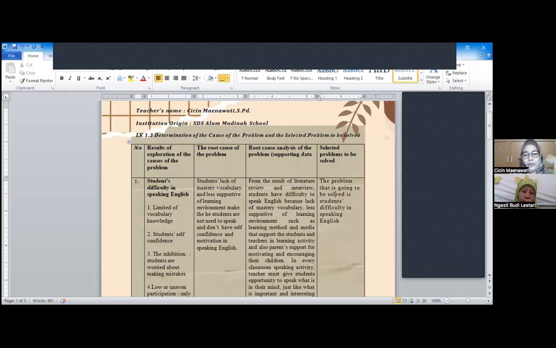The root cause of the problem I took from the analysis, but what does it consist of? The root cause of the problem consists of the result of exploration of the cause of the problem. So we look for the root of the problem. From this result of exploration of the problem, for example, limited vocabulary, knowledge, and self-confidence.